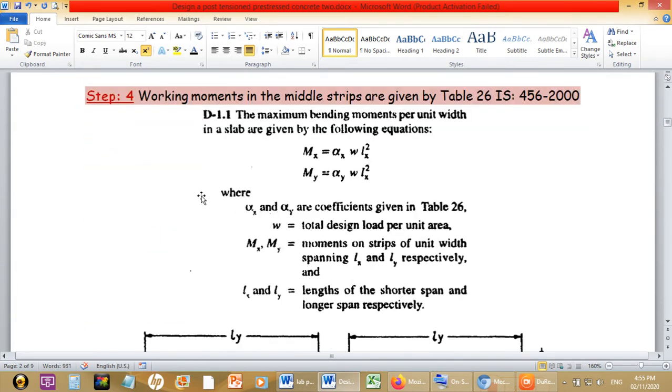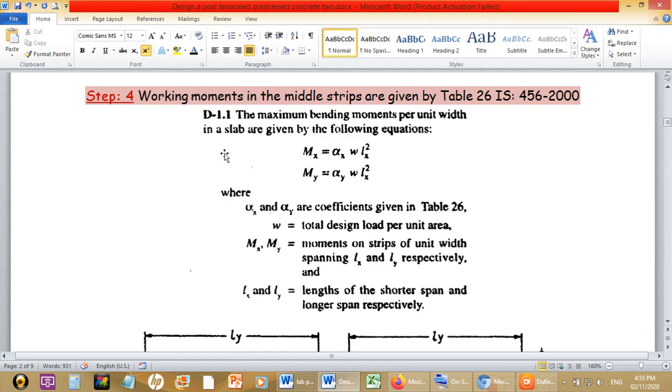So what is step 4? Working moments in the middle strips are given by Table 26. That means in step number 4 we are going to do the analysis of the given two-way prestressed slab. In this analysis we are going to calculate the moment in the x direction as well as in the y direction by following the IS code clause.